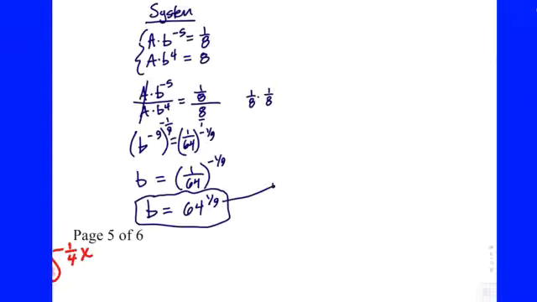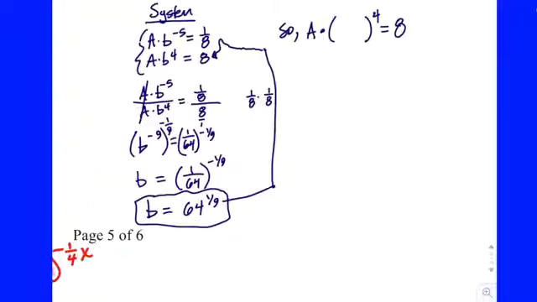And now I'm going to plug it back into either one of these. Which one do you want to use? The second one. It doesn't really matter, but the second one looks more user-friendly, especially for the version of b that we decided to use. So we get a times b to the fourth equals 8. And notice how I did that. I just left open parentheses as step 1, and then step 2, I'm going to come back and put 64 to the 1/9.